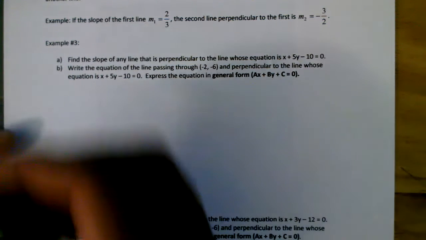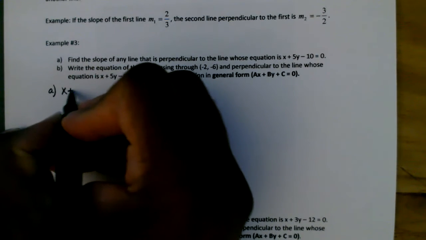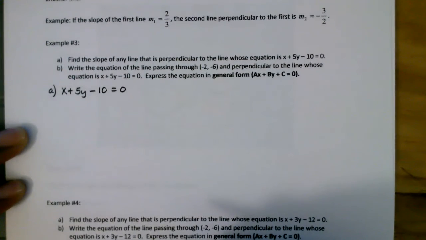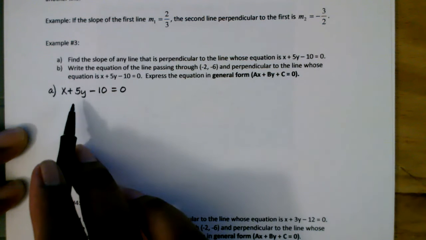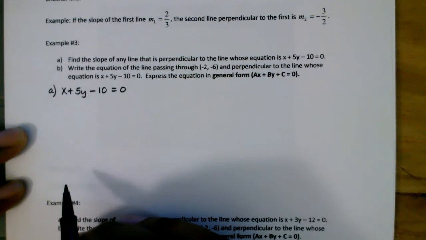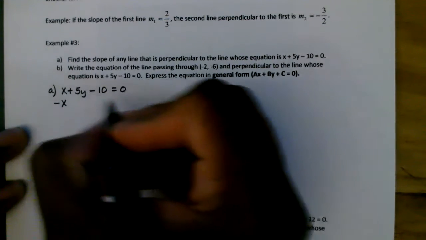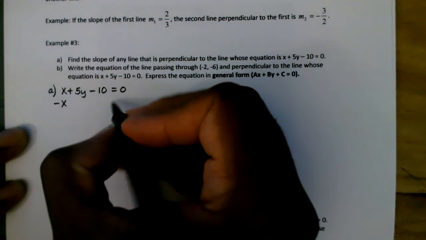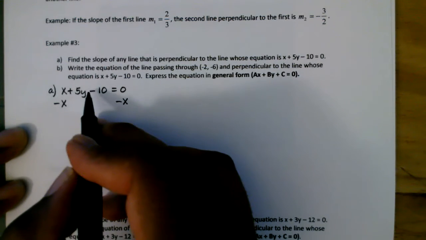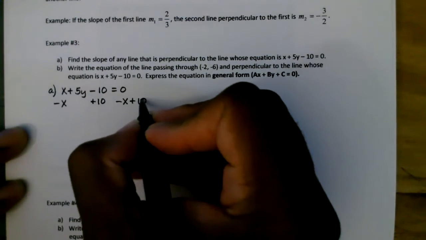So here's what we're going to do here. We're going to start with part A. Let's find the slope of x plus 5y minus 10 equal to 0. In this case, we need to get the y by itself, meaning I need to move the x and the minus 10 over to the other side. So let's move this x over to the opposite side by subtracting x on both sides. And not only that, we're subtracting 10. Let's go ahead and add 10 to both sides as well. Do all of this in one step.